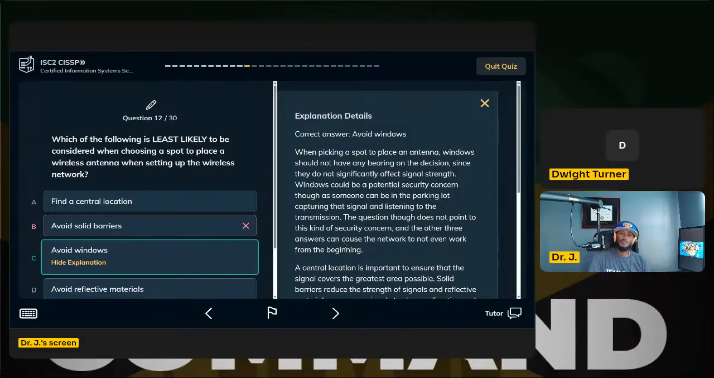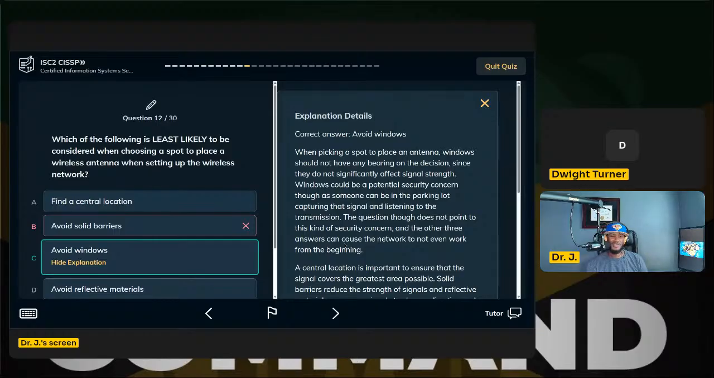When picking a spot to place an antenna, windows should not have any bearing on the decision since they do not significantly affect signal strength. Windows could be a potential security concern, though, as someone can be in a parking lot capturing the signal and listening to the transmission. The question, though, does not point to this kind of security concern, and the other three answers can cause the network to not even work.